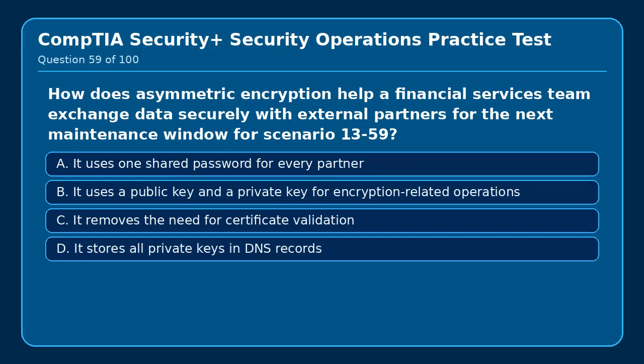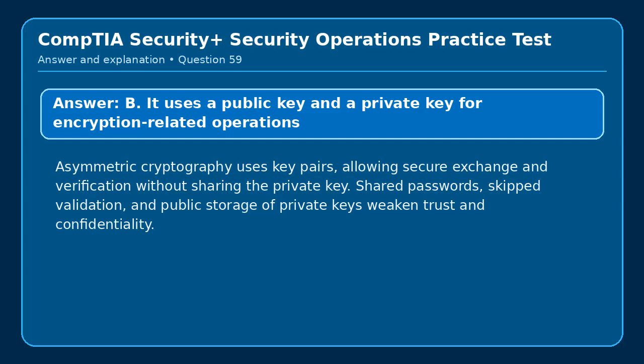Question 61. Why is a unique salt added before hashing passwords for a data analytics unit's account database while preparing a remediation plan for scenario 13 to 61? A. It allows administrators to recover forgotten passwords. B. It replaces the need for MFA. C. It prevents identical passwords from producing identical stored hashes. D. It turns the hash into reversible text.